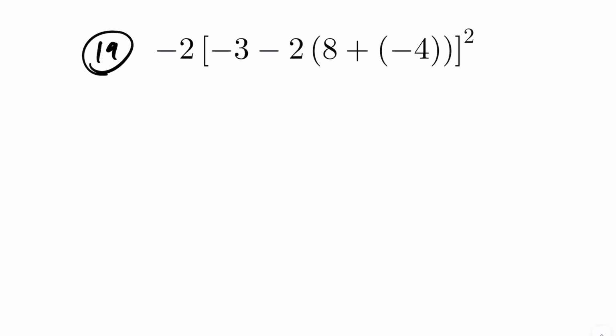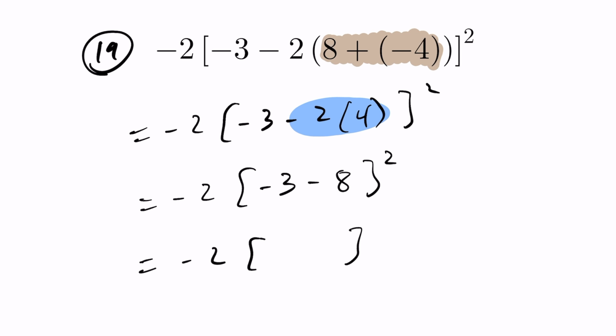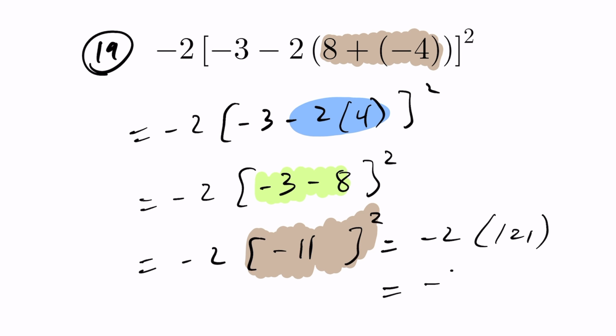Moving on, the answer for 19, we've got here nested brackets. So take care of the brackets first. I'm going to write everything else back down. And that's going to be 4 to the power of 2. And then we've got multiplication kicks in. This is negative 2 times negative 3 minus 8 squared. And then again, this kicks in. Get negative 11 squared. Then exponents kick in. You get negative 2 times 121. Doubling that, you get negative 242.